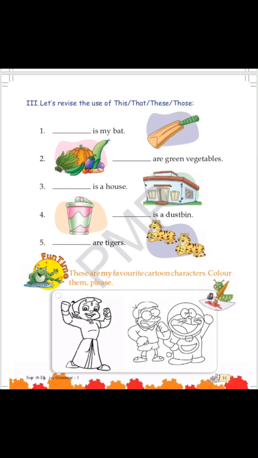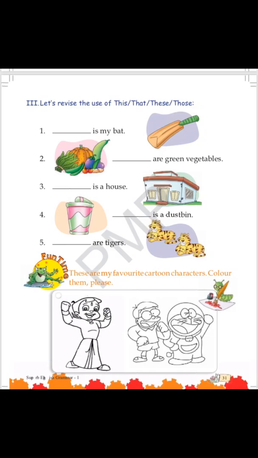यहाँ पे आपको this, that, these, those ये चारों यूज़ करना है. कहाँ यूज़ करना है? You have to find out. You have to see the picture. You have to read the sentence and then you have to write कहाँ पे this होगा, कहाँ that होगा, कहाँ these, कहाँ those. Okay, number 1.